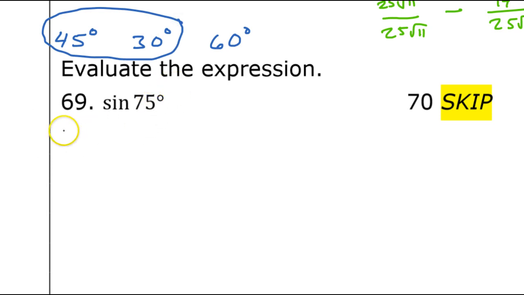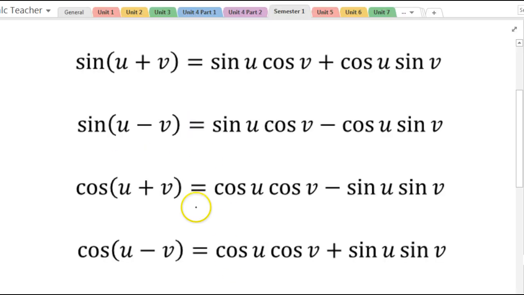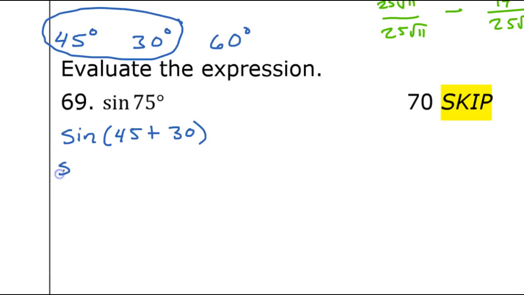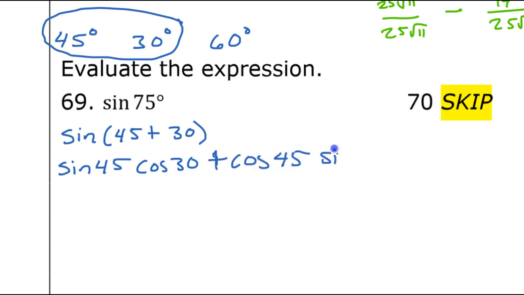Okay, so I could rewrite this as the sine of 45 plus 30. And that's where these angle sum formulas come in. So the sine of something plus something, the pattern is sine cosine plus cosine sine. So this is going to be sine 45 cosine 30 plus cosine 45 sine 30.